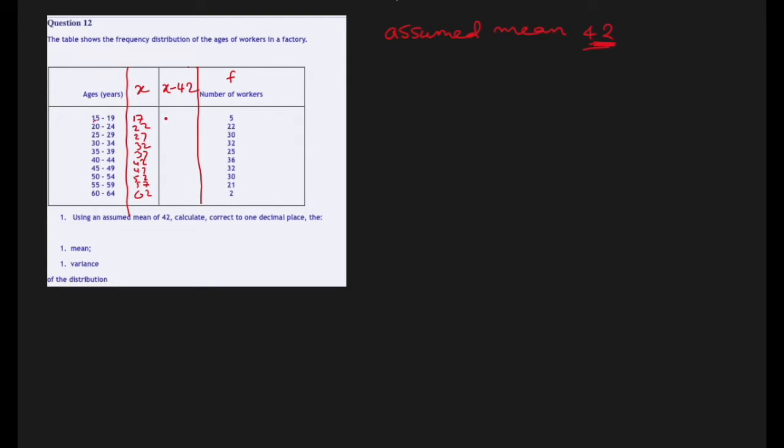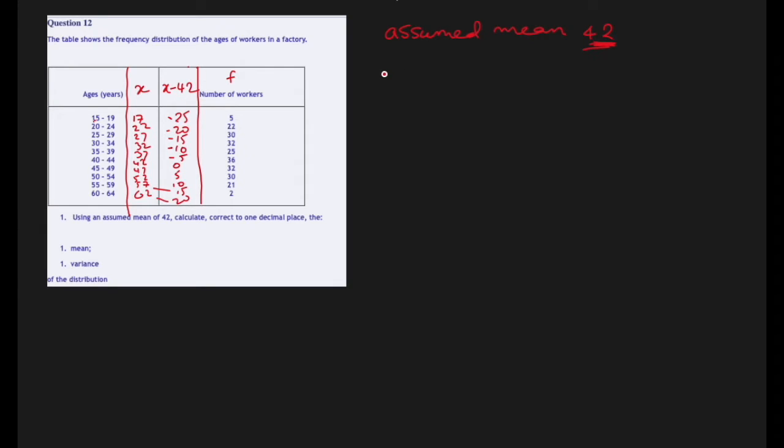So 17 minus 42 is minus 25. Then 22 minus 42 is minus 20. And similarly, it will keep on increasing: minus 15, minus 10, minus 5, then 0, 5, 10, 15 and 20. Okay, they are not in one line, but they are like this. So you can see the numbers could have been very big, but they have been reduced by subtracting 42 from each.